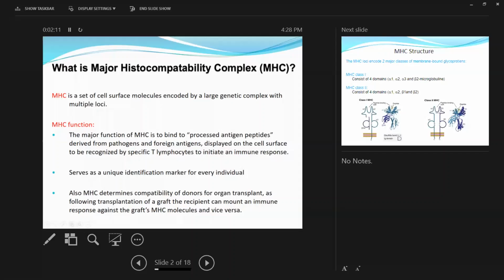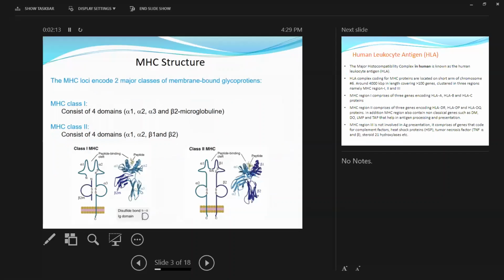So what about the structure? What does the MHC structure look like? And Fadi, can you please change the slide?